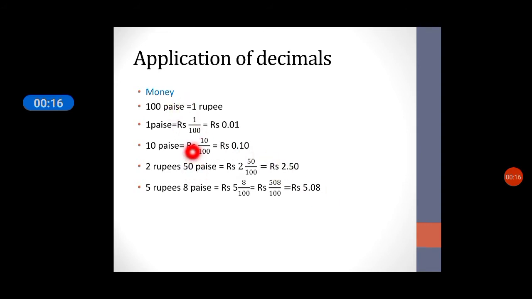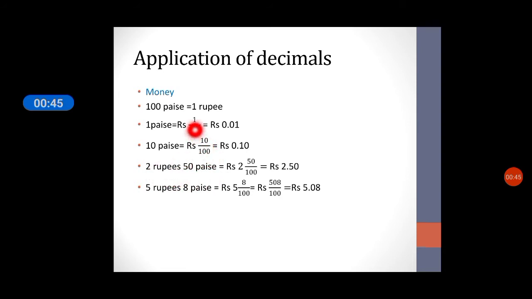We know that 100 paise is equal to 1 rupee, and 1 paise is equal to rupees 1 by 100. When you convert this 1 by 100 into decimal form, it will be rupees 0.01. Similarly, what will 10 paise be? If 1 paise is equal to rupees 1 by 100, then 10 paise will be 10 by 100, which is equal to rupees 0.10.